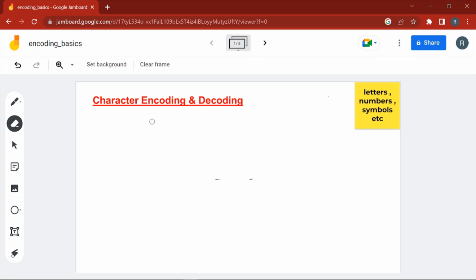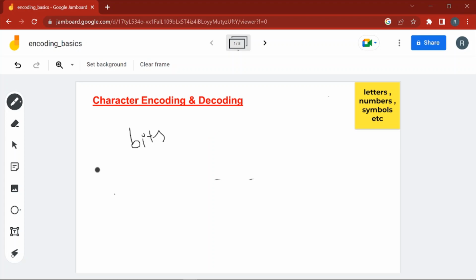In this session, we are going to discuss character encoding and decoding. You might be aware that a computer only understands zeros and ones, only binary numbers, bits. So whatever data we have, whether it's video, audio, images, or characters, all are converted into bits. In this session, we are going to see how characters like letters, numbers, and symbols are converted into bits.